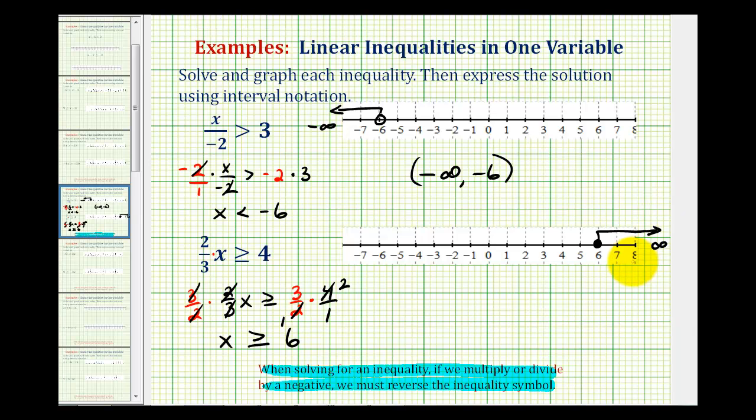Therefore, using interval notation, we would have the interval from 6 to infinity, where it now includes +6, so it's closed on 6, so we use a square bracket, showing it includes the endpoint. And then for infinity, we use a rounded parenthesis. So on these two problems, we've shown the solution 3 different ways: as an inequality, as a graph, and also using interval notation.